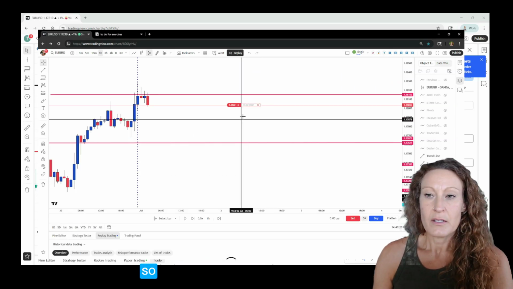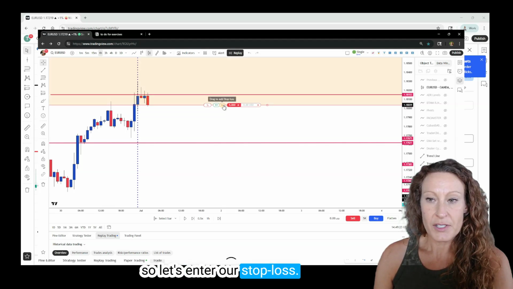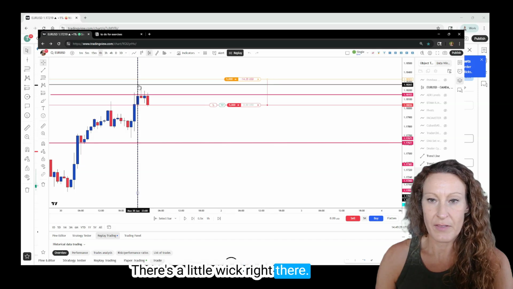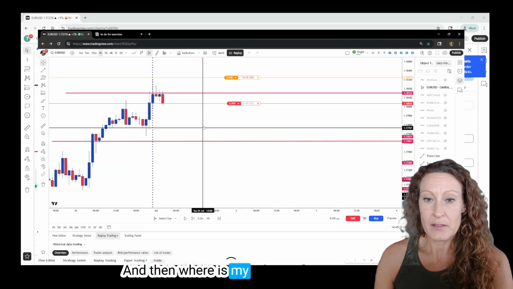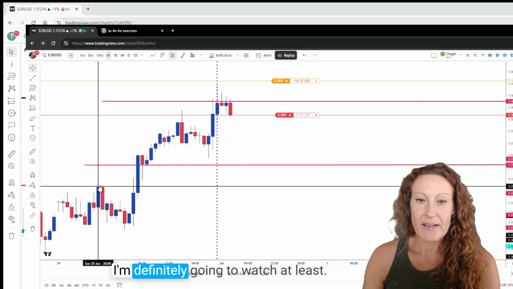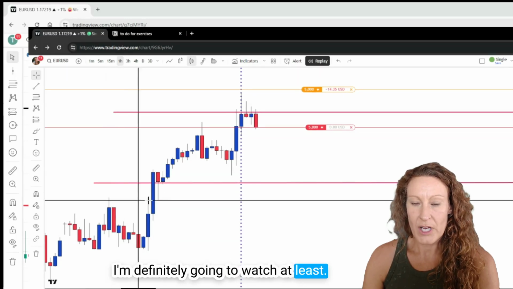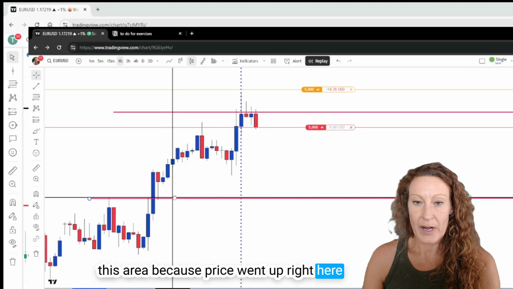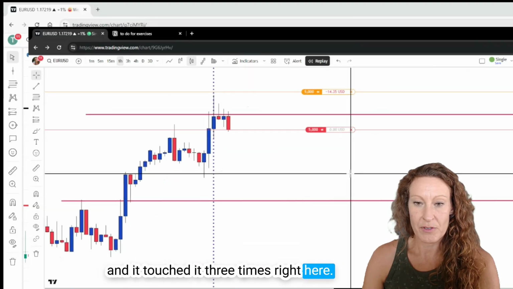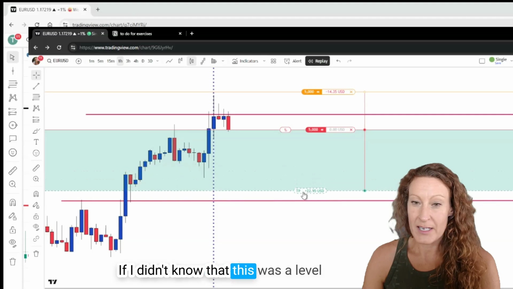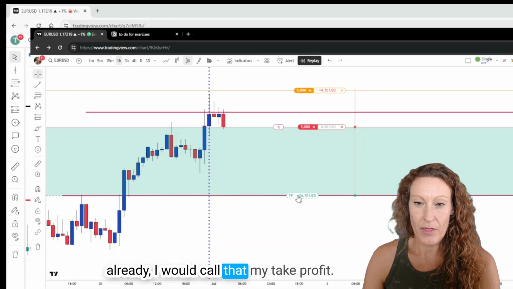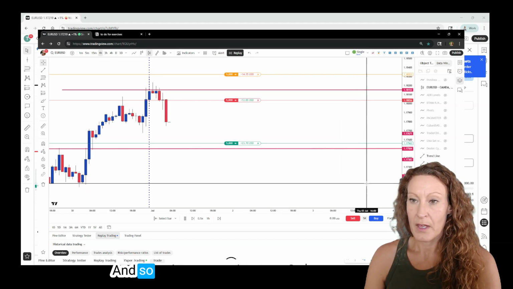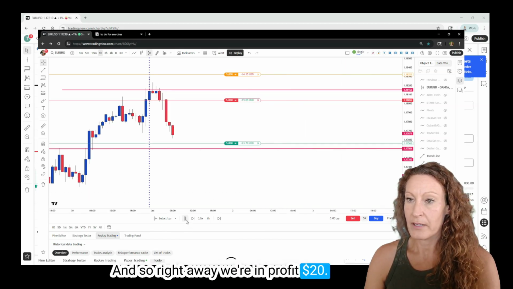Okay. So let's enter our stop loss up above the highest wick. Behind this right here, there's a little wick right there. And then where is my take profit? I'm definitely going to watch at least this area because price went up right here and it touched it 3 times right here. So if I didn't know that this was a level already, I would call that my take profit. There we go. And so right away we're in profit, $20.